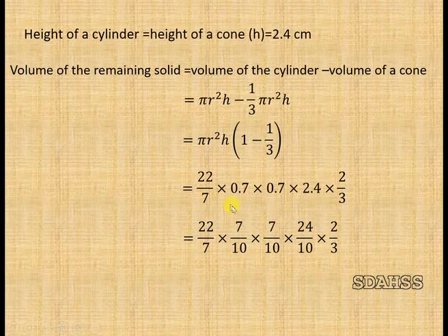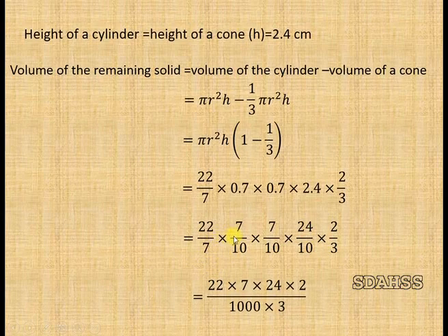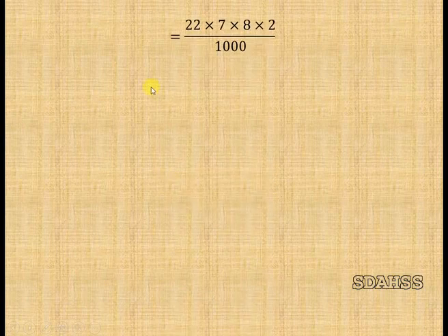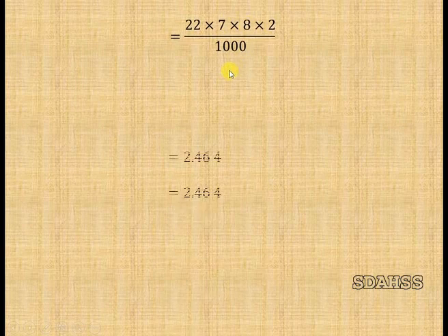22 by 7, 0.7 we can write 7 by 10. Similarly 0.7 we can write 7 by 10, into 2.4 we can write 24 by 10, into 2 by 3. Then 7 and 7 cancel, remaining you have 22 into 7 into 24 into 2 divided by 10 into 10 into 10, 1000, into 3, which on simplifying you will get 22 into 7 into 8 into 2 divided by 1000.